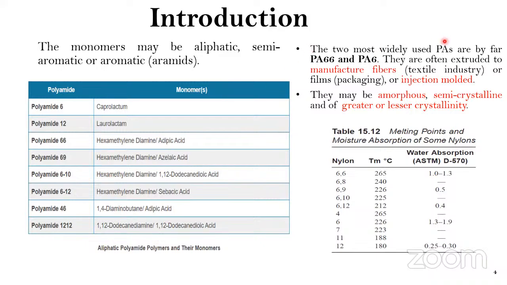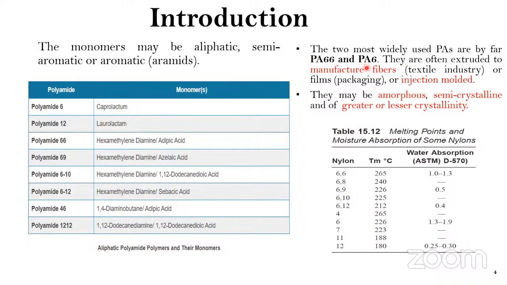Is that clear? But the two most widely used polyamides: these all can be available in the market. But if you look at application-wise, what is generally used in the market is maximum your polyamide 6 or polyamide 6,6, polyamide 12 or polyamide 11. So these are the few polyamides that are commonly used in the market. Okay, so I told you PA66 or PA6 is widely used.